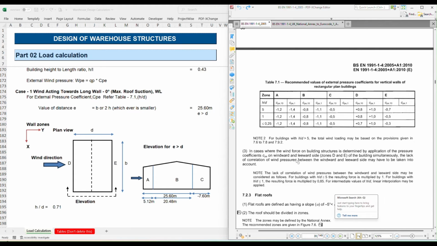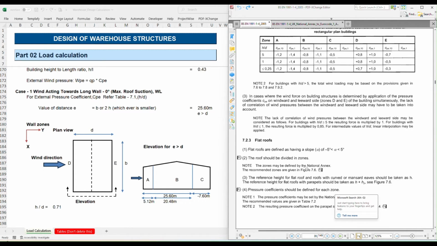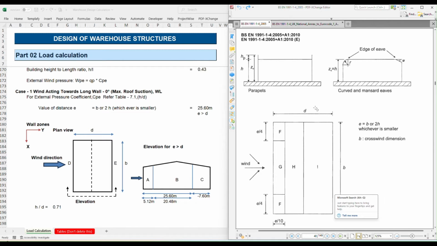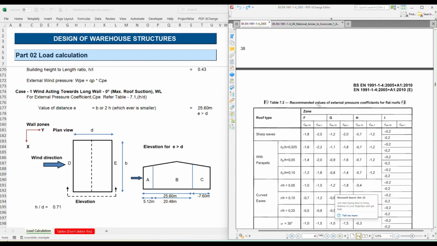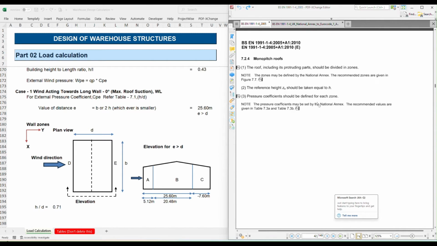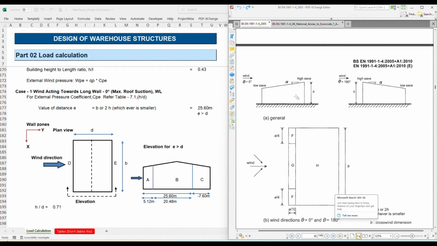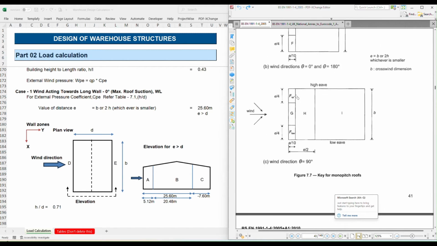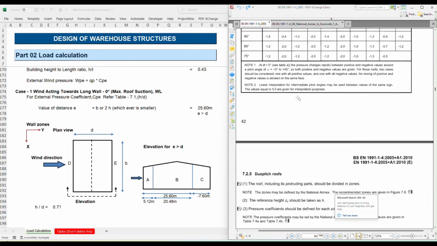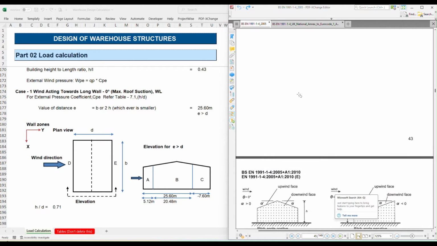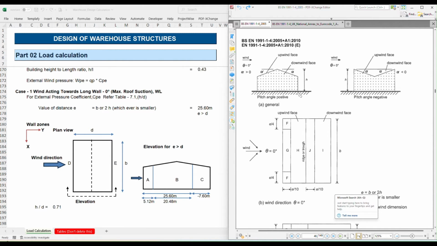Next we need to find the roof types according to the external pressure coefficients. This case is applicable for flat roofs, but our case is not a flat roof, it is a sloped pitch. This part is for mono pitch roofs, but ours is not mono pitch, it is a duo pitch, so we can skip this as well. Here you can see duo pitch roofs, so from this part we need to find our external wind pressure coefficients.